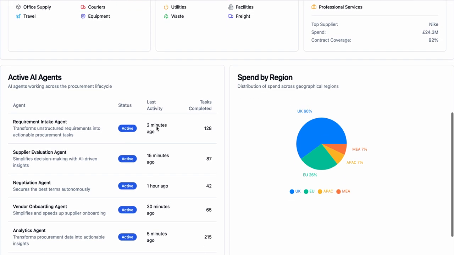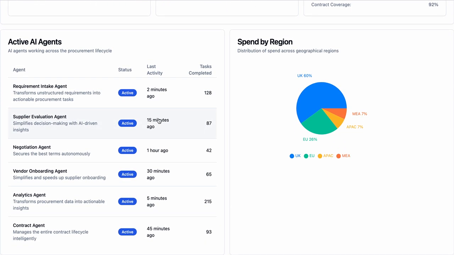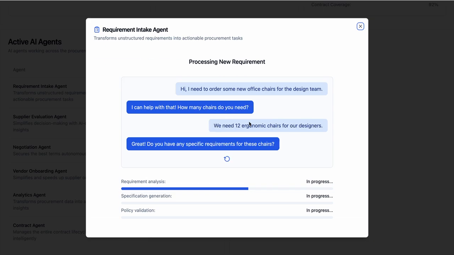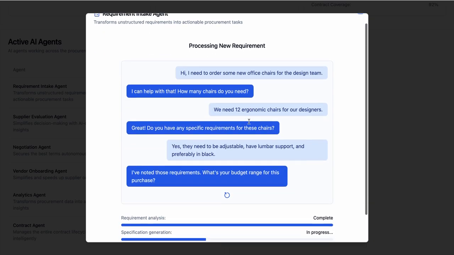Let's look at a few AI agents which are running behind the scenes, right? And the number of tasks that these agents have completed. A very simple agent can be a requirement intake agent. Anyone in the company, in any of the brands, in any of the business units, if there's a requirement for an intake, they can go to this agent and in a conversational manner send their requirement.